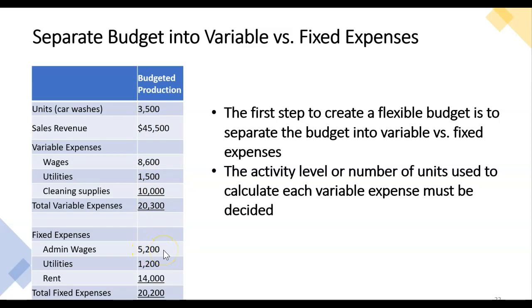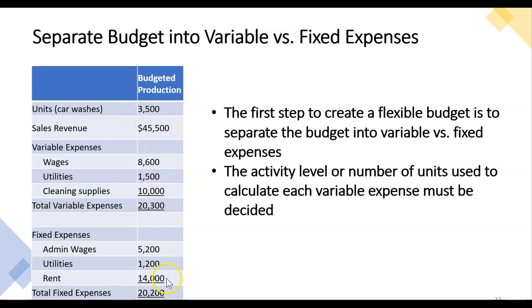If we did 0 car washes, we'd have to spend $5,200 in wages. If we did 5,000 car washes, we'd still be spending $5,200 in wages. So they've broken up a mixed cost here. Same with utilities. If you look at cleaning supplies, that's only a variable expense. So cleaning supplies, if we did not do any car washes, we would spend nothing in cleaning supplies.